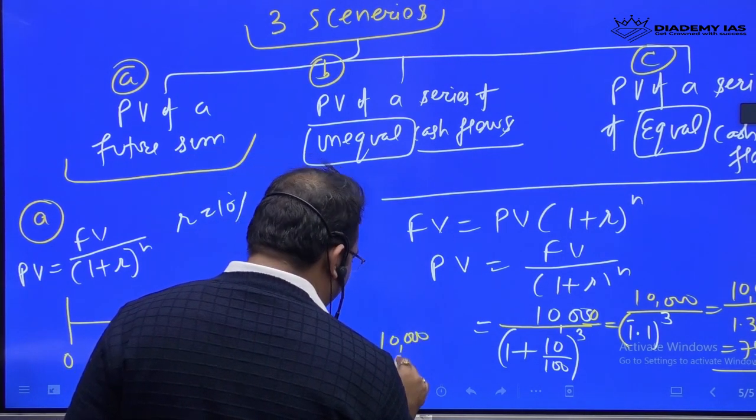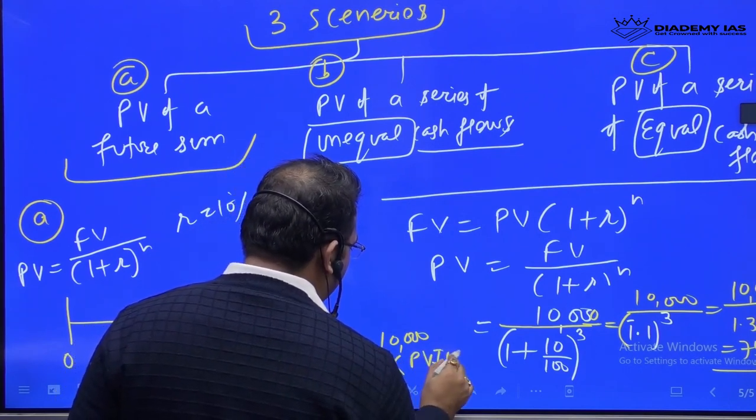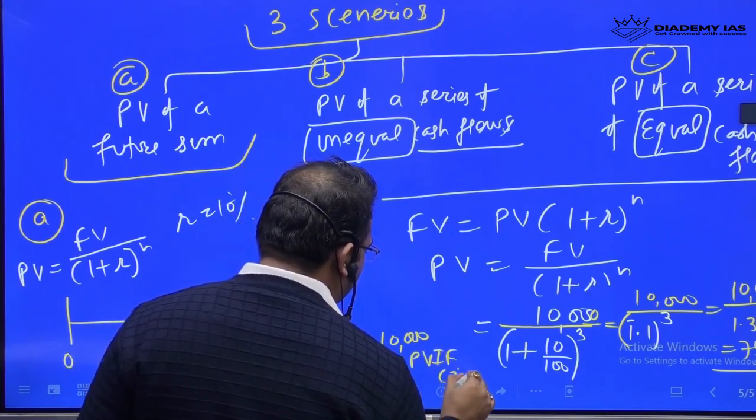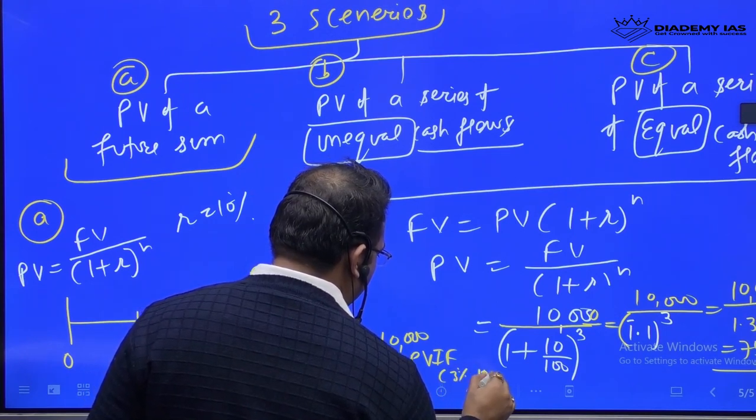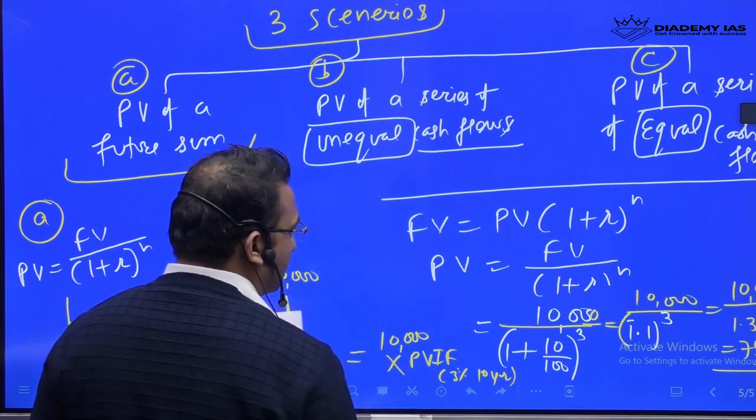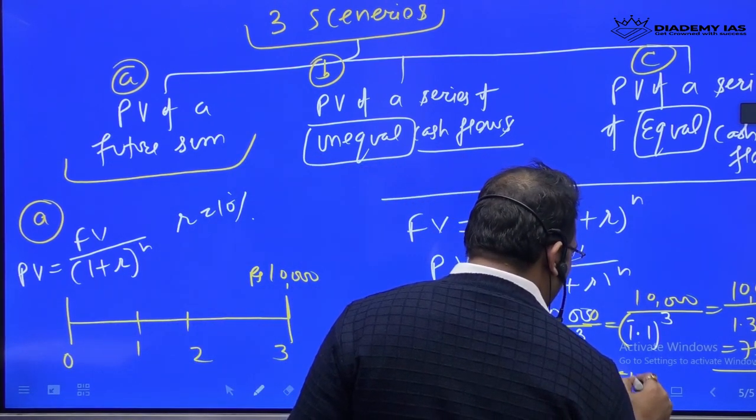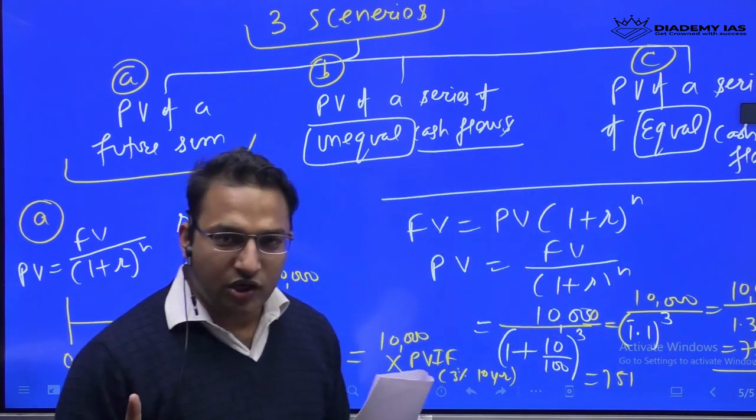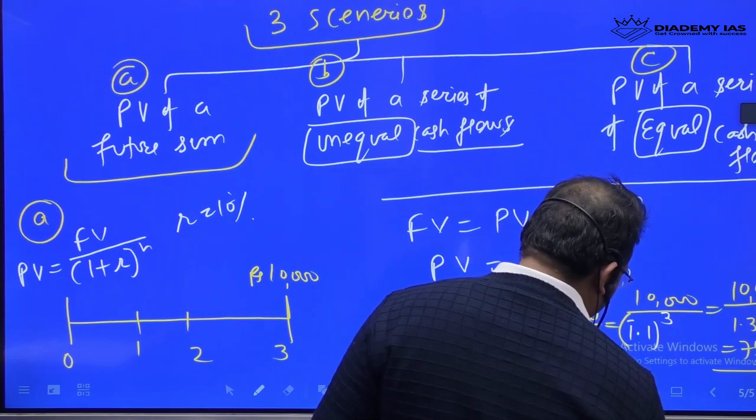10,000, we will multiply the PVIF of 10% 3 years. So it comes out to be 7510. We will calculate up to three values. So even if you write 7510, it is okay.